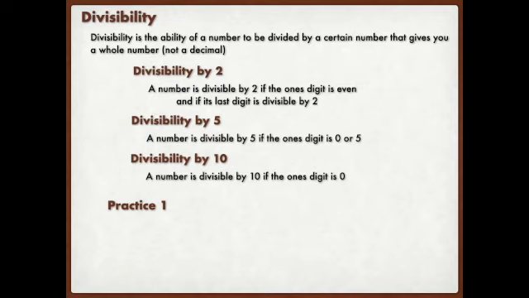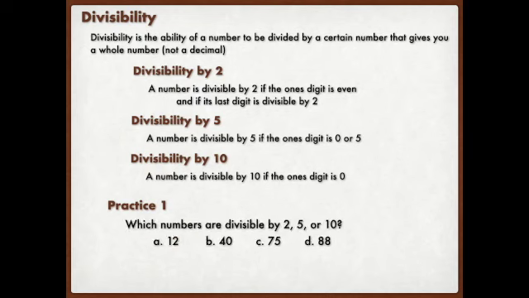Okay, let's look at some practice examples. We have 4 examples: A, which is 12, B, which is 40, C is 75, and D is 88. Which numbers are divisible by 2, 5, and 10? Let's first focus on 2. Let's go through all these.